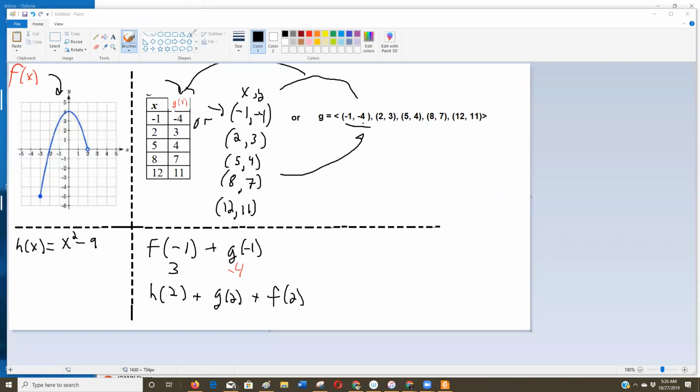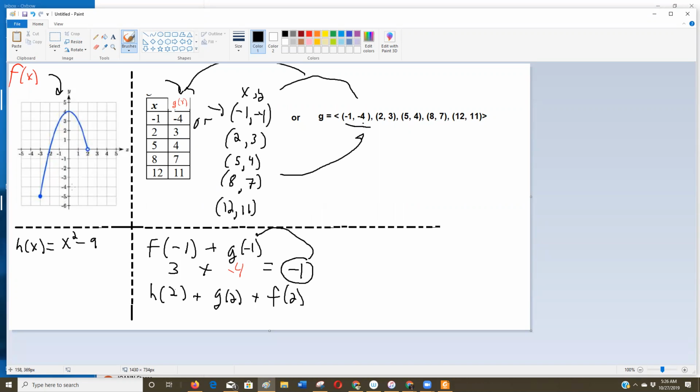And then, let me come back to this. So that -3 plus 3 plus -4 is -1. And that -1 and that -1 is just a fluke. That's just the way it worked out. So that's how you evaluate if they give you a graph and a table.